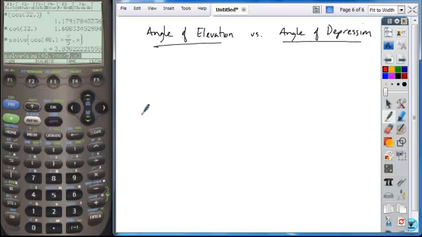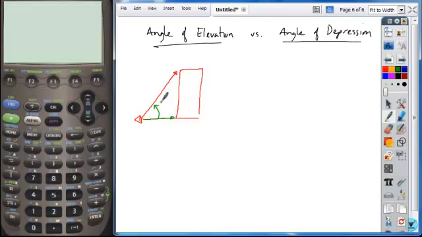So if you're down on the ground, here's your eye level right here, and let's say you're looking up to the top of a building. If your eyes move from this horizontal in an upward direction, that's called angle of elevation.